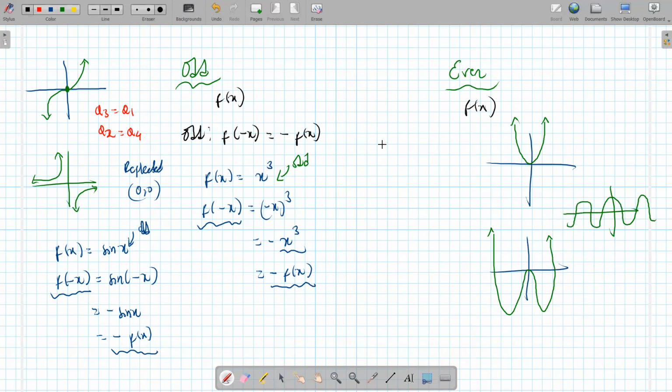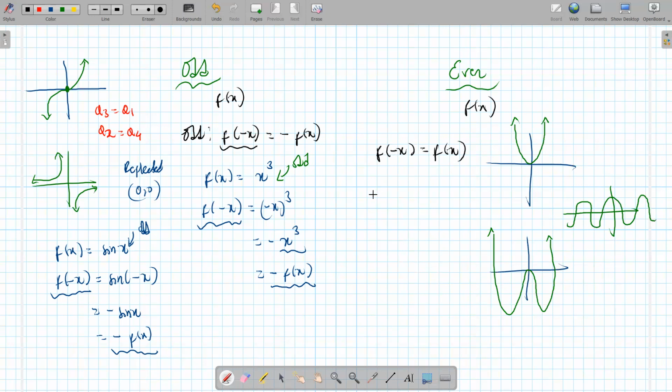Algebraically, an even function is f of x. Oh, sorry, it's always going to be f of negative x. The initial condition is the same. F of negative x, but for an even function, that negative sign completely disappears.